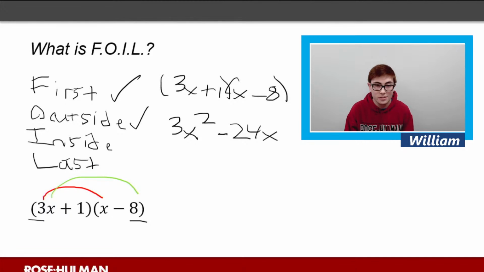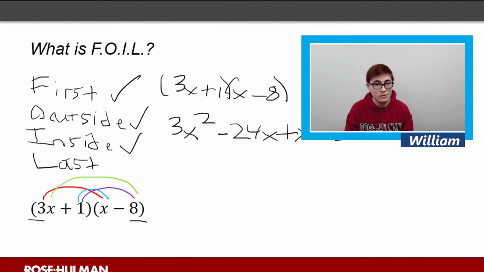Now we get to look at the inside, and as you might be guessing, that's multiplying the two inside terms. Do that in blue here: we're going to take that 1 and that x and multiply those, and if we multiply the 1 and the x, we just get a plus x. Finally, we get to do the last, and the last is the only two terms that we haven't multiplied together yet. I'm going to see if I can do that in a purple. It's the 1 and the negative 8, and if we multiply those together, it becomes just negative 8.